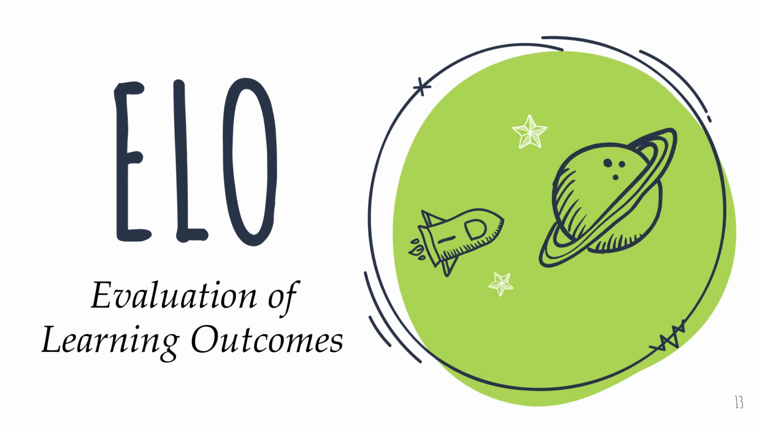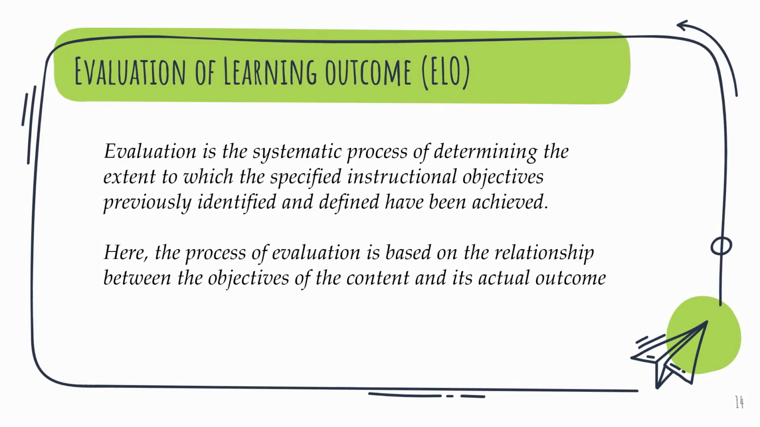Gazing at these entities on your screen brings you concepts that are familiar to you. Let's dive into ELO, or the evaluation of learning outcome. Evaluation is the systematic process of what? Of determining the extent to which objectives are identified and shall be achieved. It tries to say that the process of evaluation is based on the relationship between the objectives of the content and its actual outcome. Please lend me your attention for the following figure.